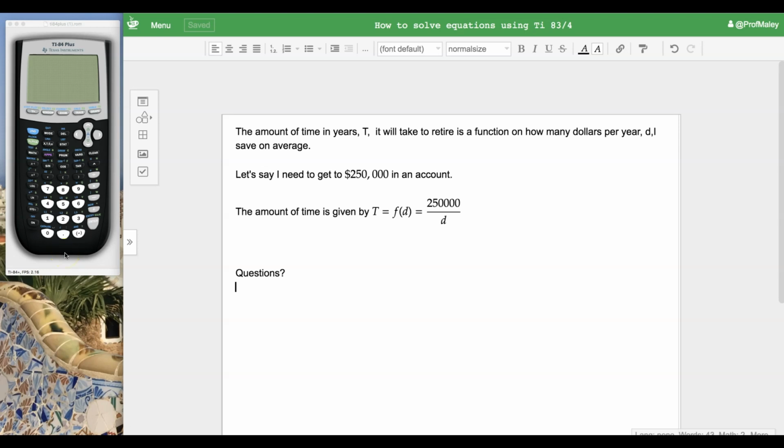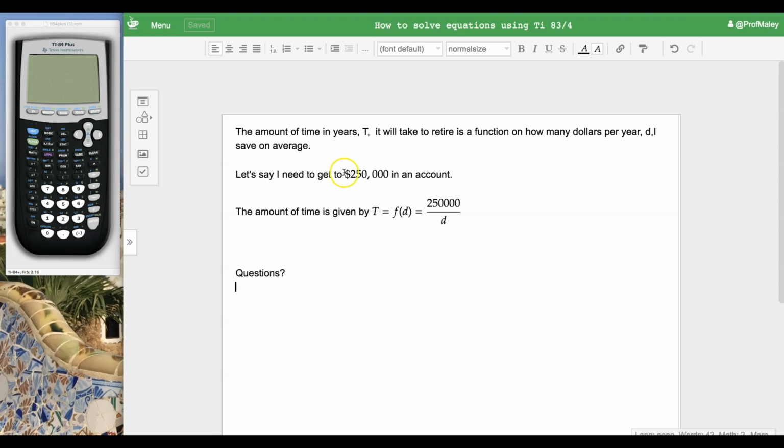Okay, so in this video we're going to look at how to solve equations using the TI83 or 84, and answering questions that we have about a given function scenario. So here we've got a function between the time in years t it will take to retire as a function of how many dollars per year I save on average. Right? So we could say that the amount of time it takes me to retire depends on how much I save per year on average.